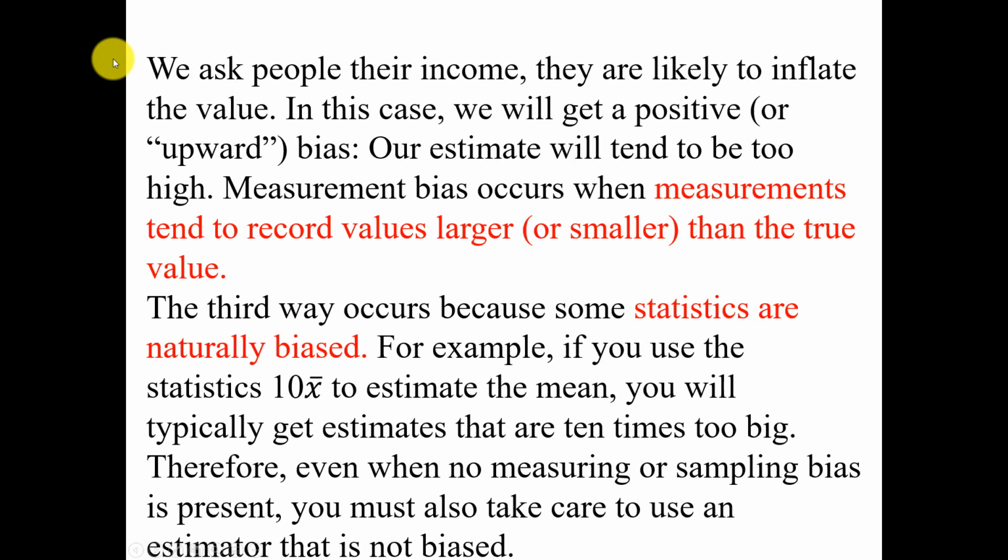We ask people their income, and they are likely to inflate it, so that would be a bias. Our estimate will tend to be too high. Measurement biases occur when measurements tend to record values larger, or sometimes smaller, than the true value. And then the third way this occurs is because some statistics are naturally biased. For example, if you use 10 times x bar to estimate the mean, you'll get estimates that are 10 times too big. Therefore, even when no measuring or sampling bias is present, you must always take care to use an estimator that is not biased.